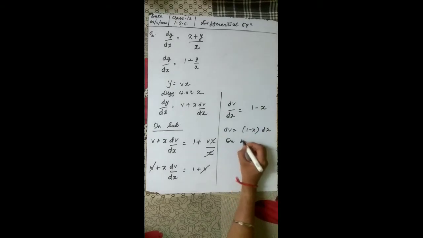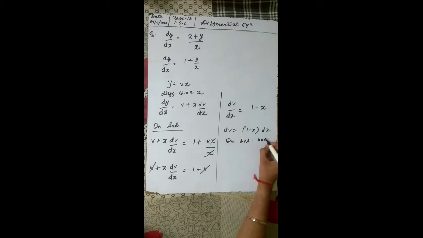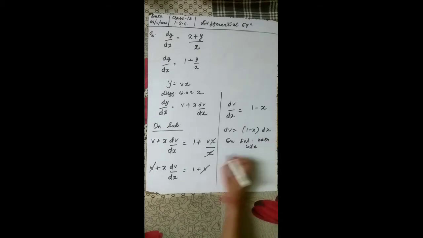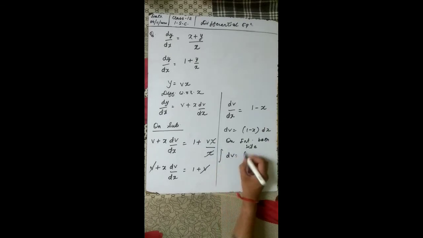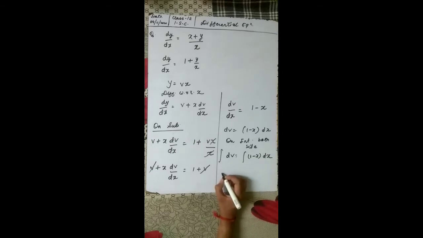On integrating both the sides, integration of dv is equal to integration of (1 minus x). What will be the integration of dv?